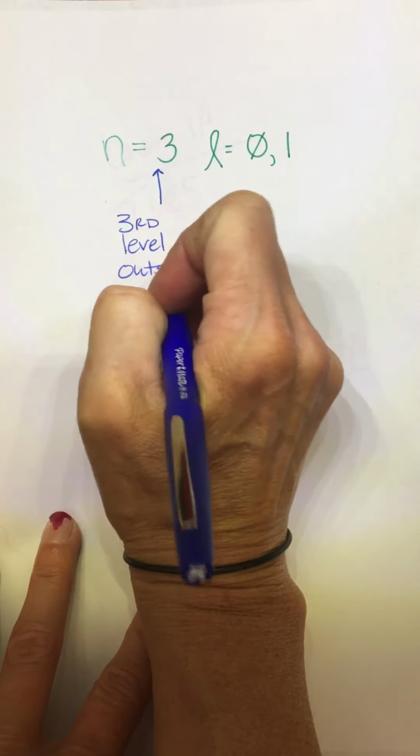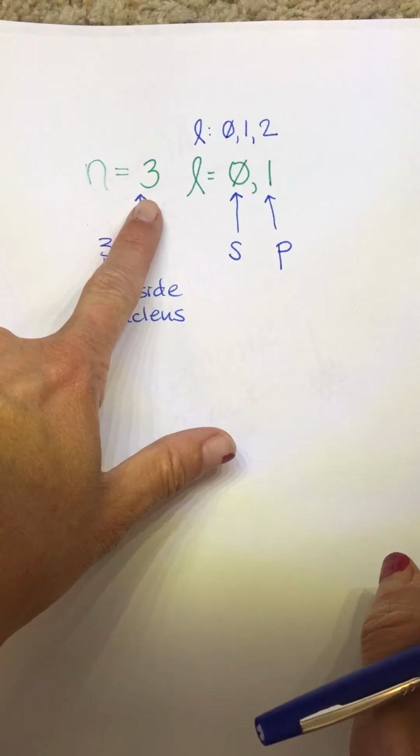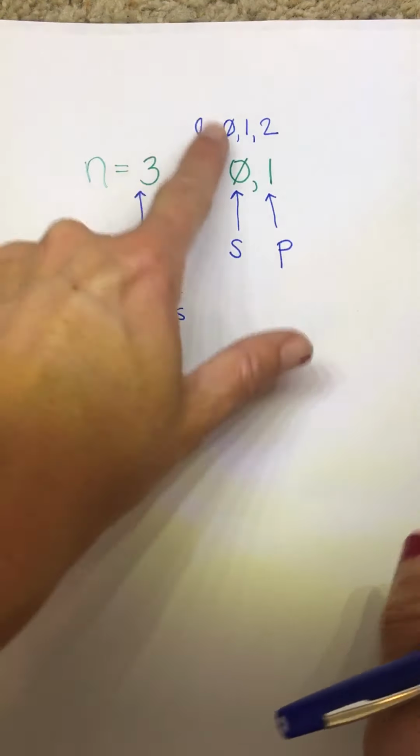Now remember, l tells us the shape of the orbital, so you do have to know what the numbers represent. We're in level 3. This is talking about an s-shaped orbital, and this is talking about a p-shaped orbital. These are both found on level 3. Some people ask, what about the d orbitals in level 3? Well, sure. The values for l can be 0, 1, and 2, so for n equals 3, these are our possible values.